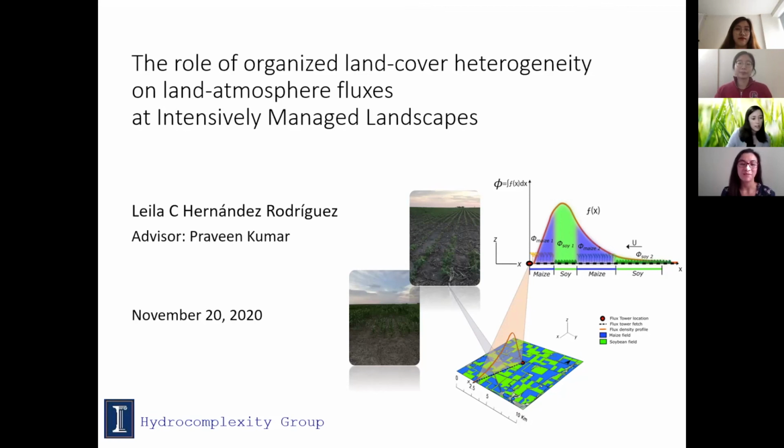Today I'm going to start the conversation by exploring what is the role of the land cover heterogeneity on land atmosphere fluxes at our intensively managed landscape.